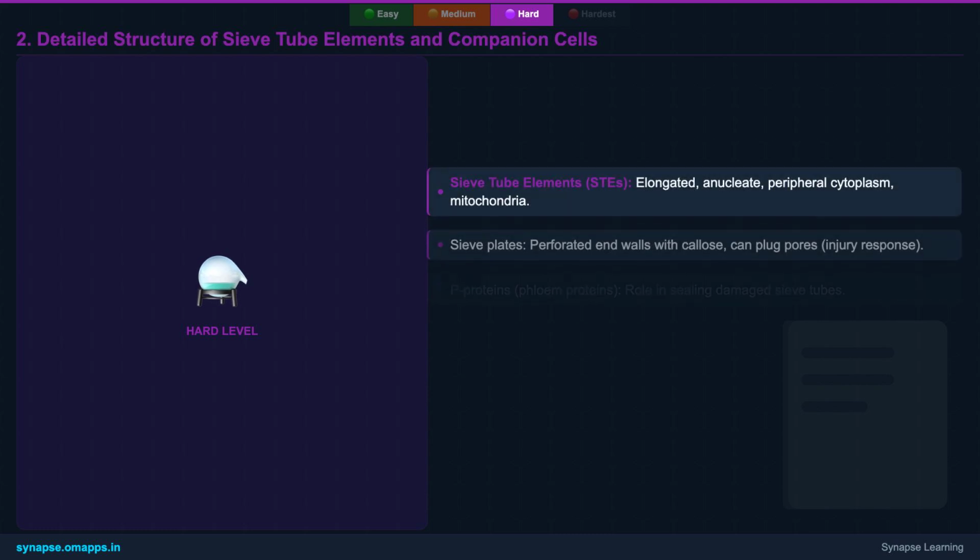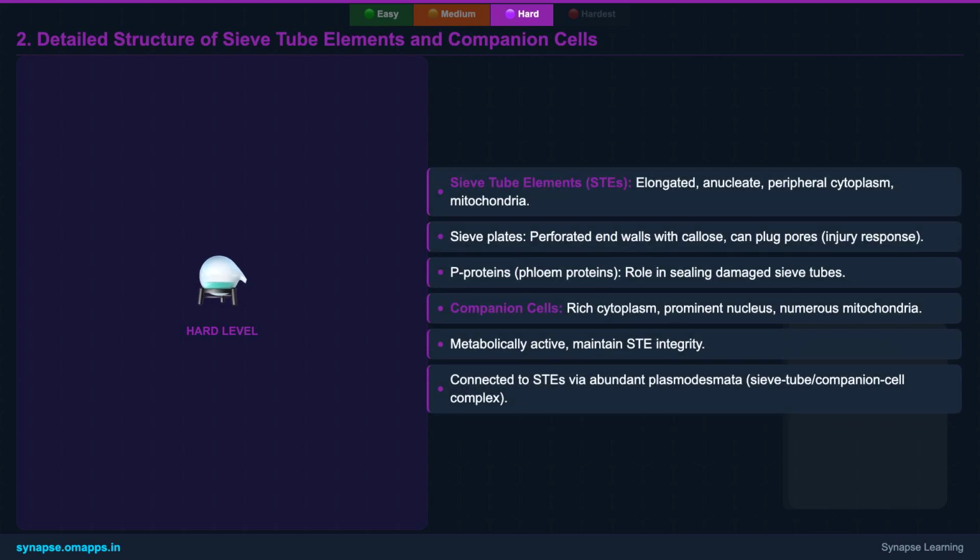Let's explicitly compare phloem and xylem transport to highlight their distinct roles and mechanisms. While both are vascular tissues essential for plant survival, their functions, the substances they transport, the driving forces, and even the nature of their conducting cells are fundamentally different.